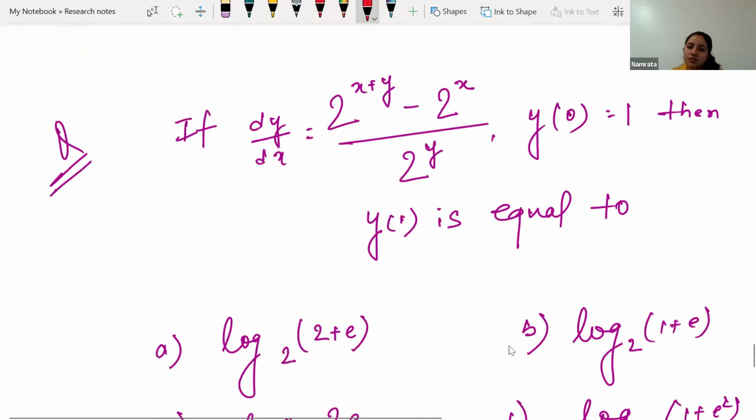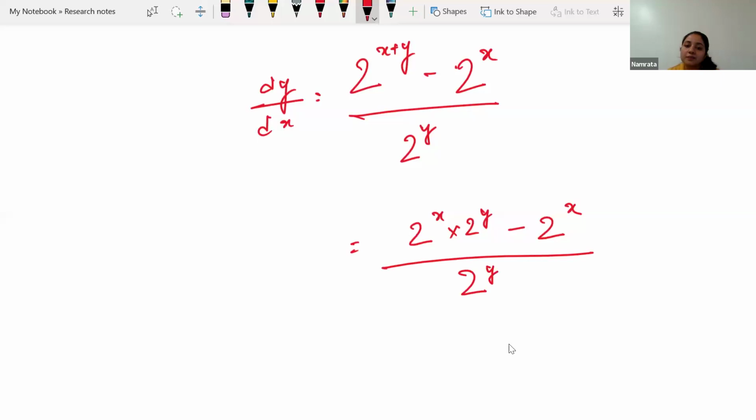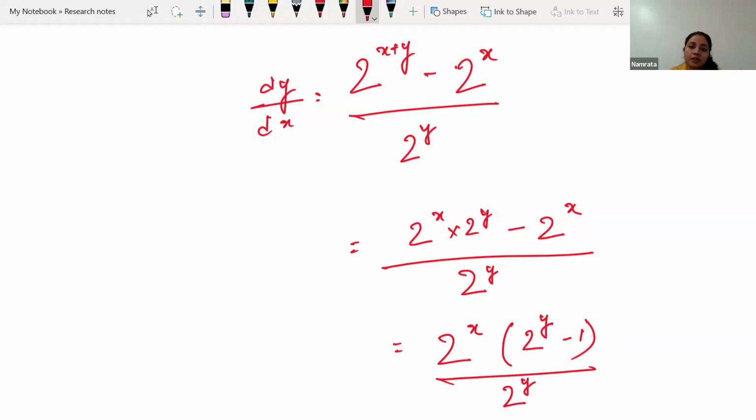The condition is there. We will be using that. Let's solve it first. So we can write this 2 to the power x plus y as 2 to the power x into 2 to the power y, right? We can apply the property of exponents over here. Minus 2 to the power x over 2 to the power y. Now in the numerator, you can see 2 to the power x we can take as common. And what is left? 2 to the power y minus 1 over 2 to the power y. Okay, this is what we are having.